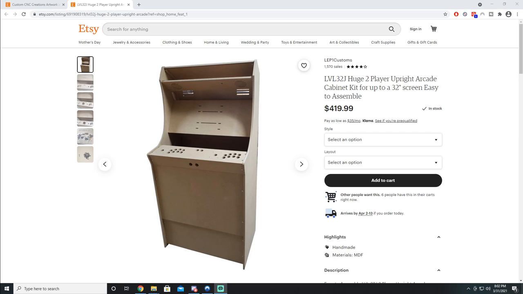So after waiting 3 weeks, I got my arcade machine in, and I am ready to assemble this thing. Let's get straight into it.